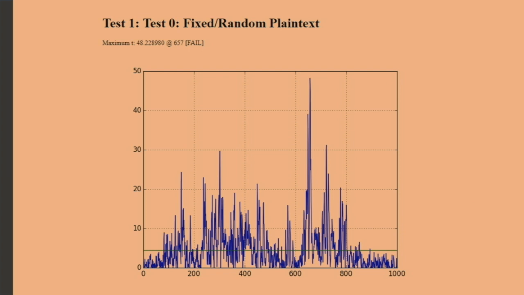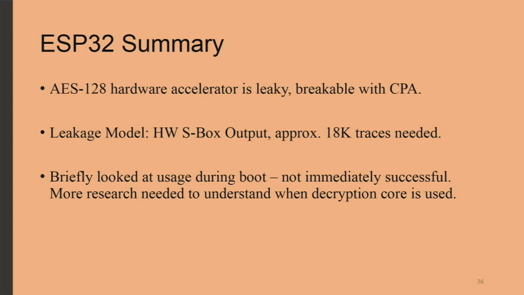So this one just shows it was suggesting it indeed was going to be breakable, and it saw a Hamming weight of the S-box output, so a relatively common leakage model. In this case, about 18,000 traces are needed to break. This wasn't looking at the boot usage, so this is using the device to encrypt or decrypt data. All of these, I tried to keep it as consistent as possible. You set up the device, do encryption or decryption, and you're able to recover the keys with this.